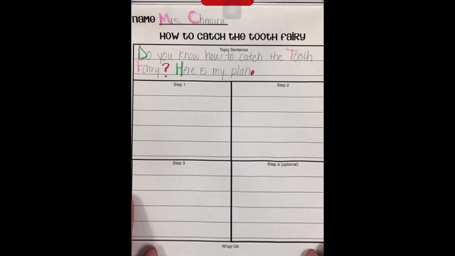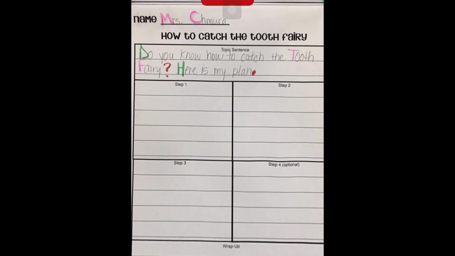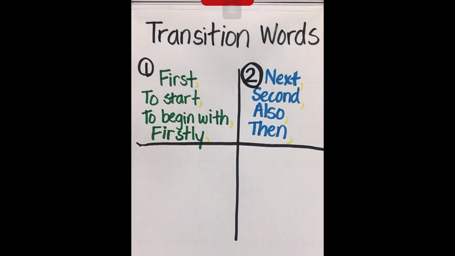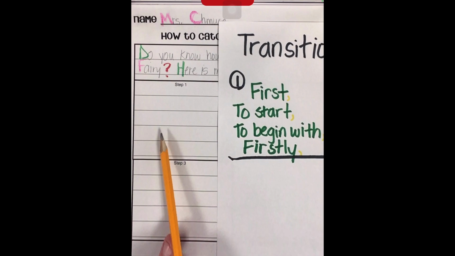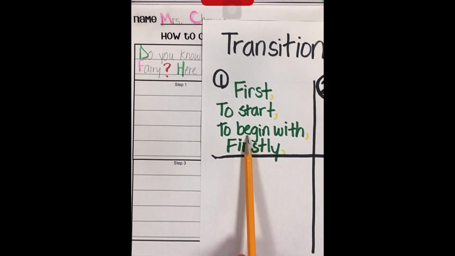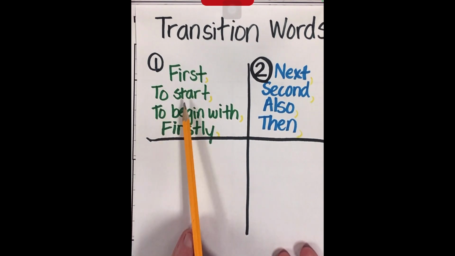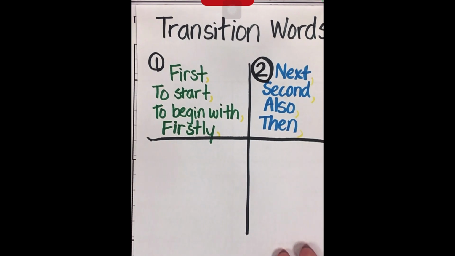Okay, writers, I have my graphic organizer, my pencil, the different colored crayons that I need, and I also have a poster that has transition words on it. So I'm going to use this to help me. Remember, I use a transition word to start off each one of my sentences to show order in my writing. So in my first step, I have to think, which transition word do I want to use? I can use the word first, to start, to begin with, or firstly.